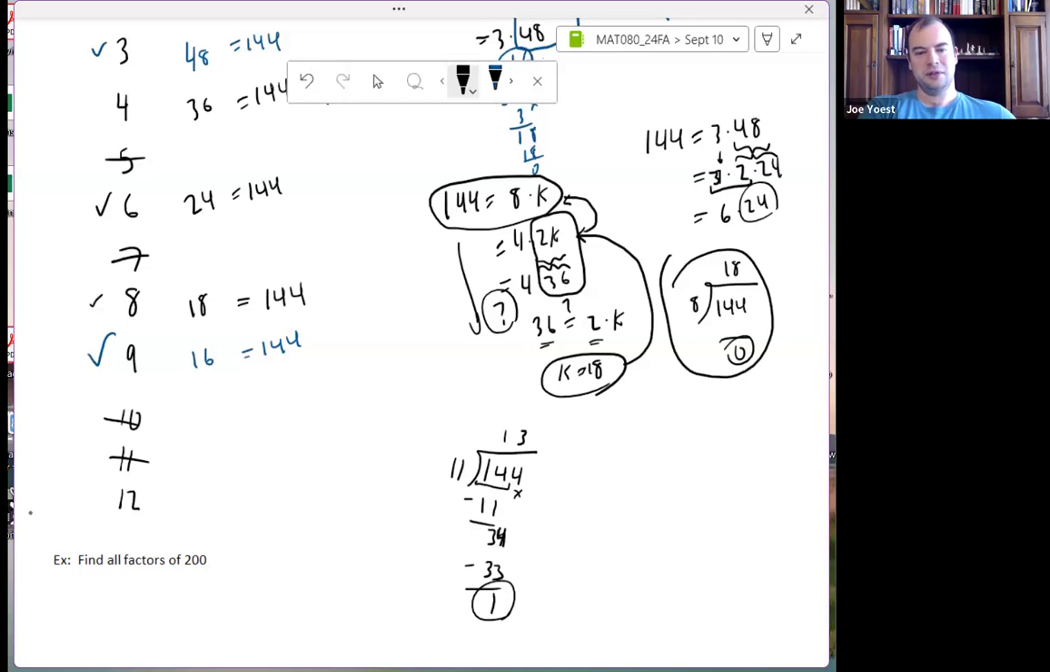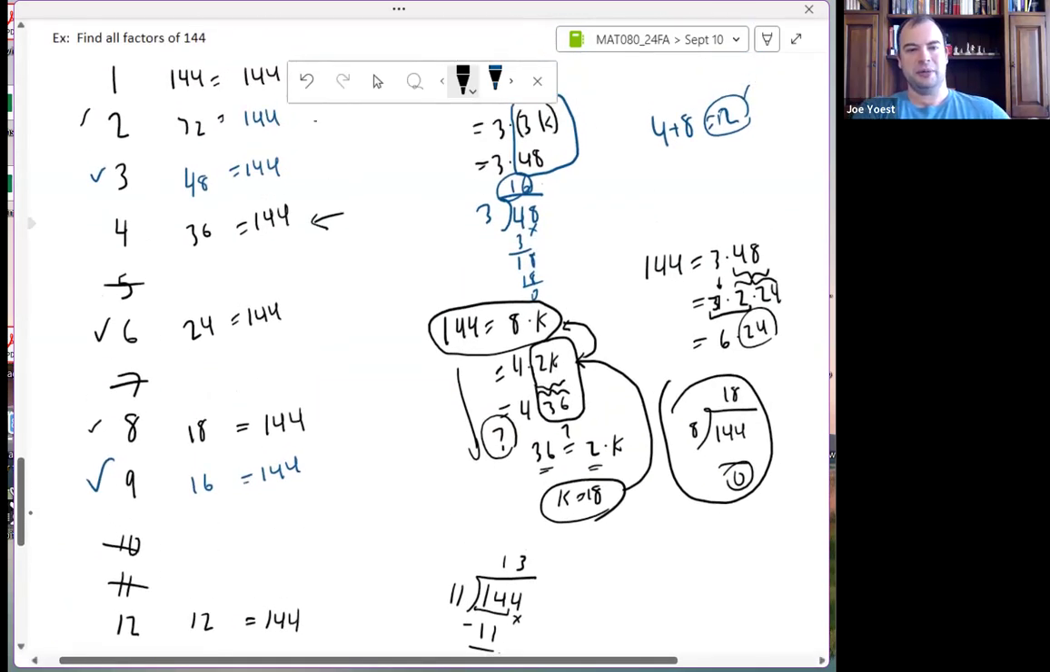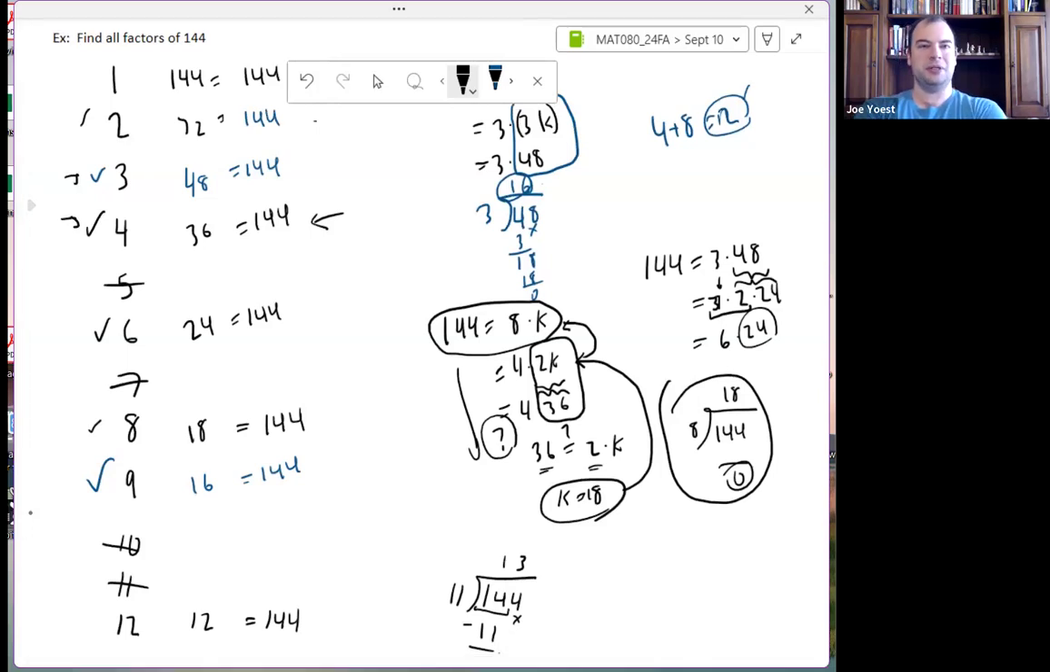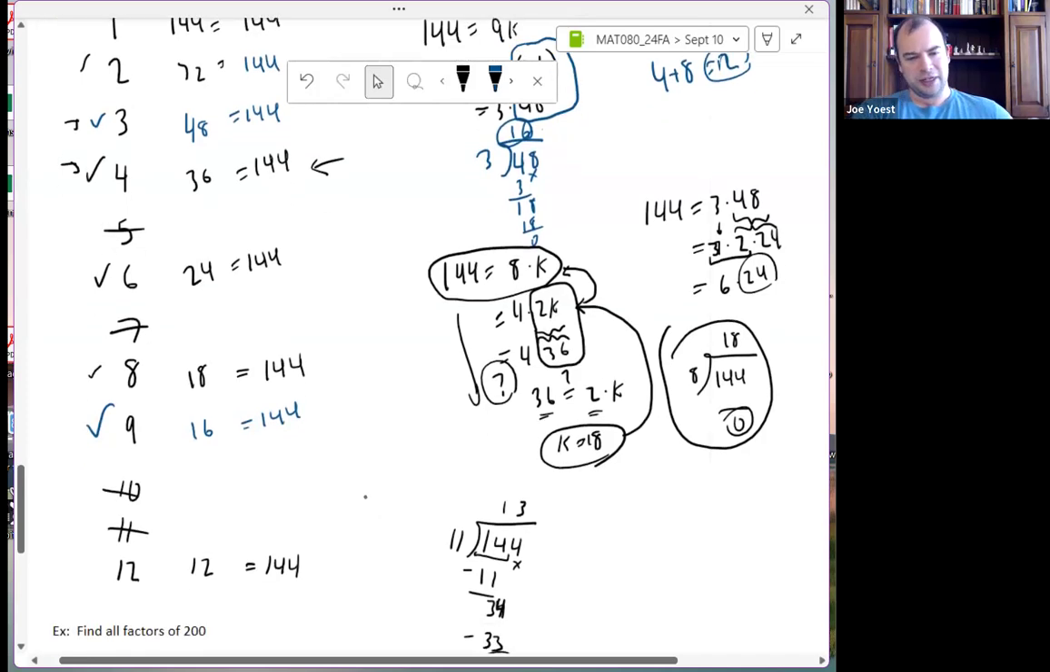And then 12, we actually get 12 times 12 is 144. We know it's divisible by 12 because it's divisible by 4 and also by 3, and 4 times 3 is 12. So if I kept going, 13, 14, 15, 16, 17, 18, I just start repeating these factors going up the right-hand side.